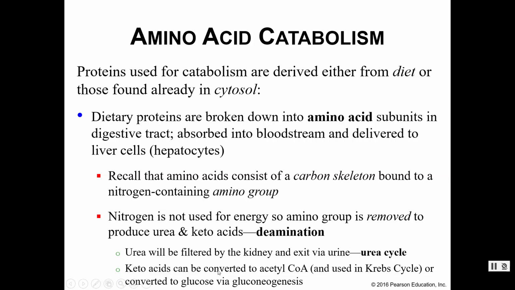Keto acids, we can actually convert those to acetyl-CoA. Also, just like when we broke down lipids, the fatty acids, we now know that the acetyl-CoA can be used in the Krebs cycle, and then we move on to the electron transport chain. We can get a lot of ATP that way. Or we can take those keto acids and convert them to glucose via gluconeogenesis. That glucose can then also run through cellular respiration, and we can get a bunch of ATP that way.